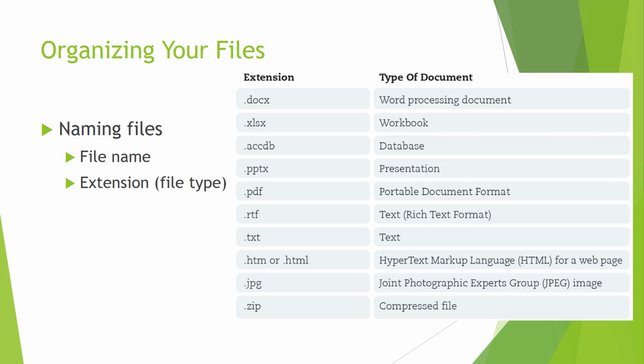When it comes to extensions, up there we have a list of some very common extensions. So DOCX, which is Word, XLSX is Excel, ACCDB is a database, PPTX is presentation, PDF is portable document format, RTF is rich text format, text is text, HTML, JPEG, zip, and the file extension types just kind of goes on and on.